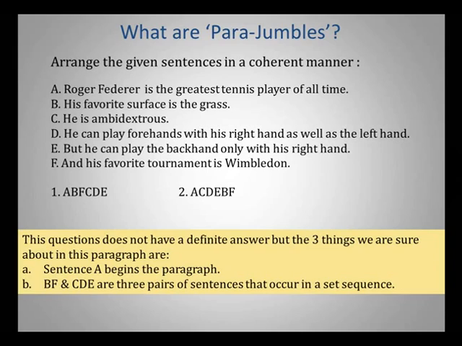The other pair which makes sense here is CDE. C talks about his being ambidextrous. D and E further elaborate on the same quality. So CDE is another pair which is making some sense here. So these are three things that you should actually look for while searching for the answer.